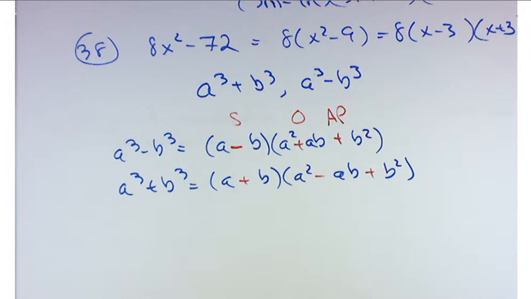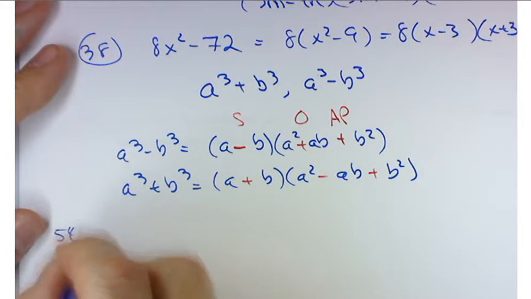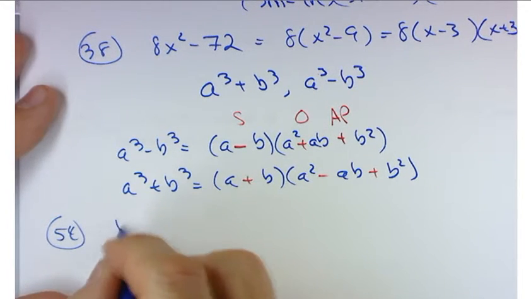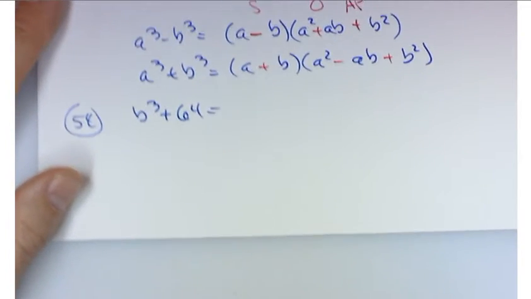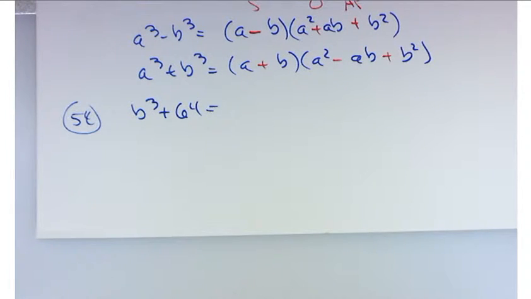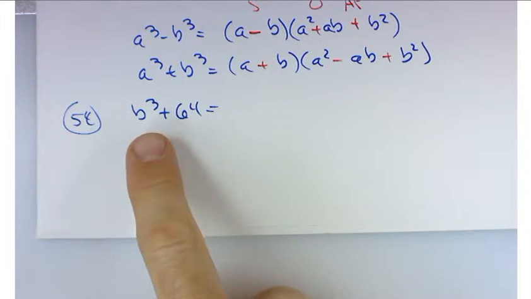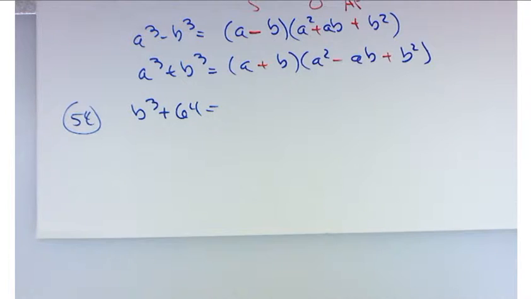Let's apply this to a couple of problems to finish off this section. So we'll start with problem number 54. B cubed plus 64. Now there's no GCF. 64 is kind of in a gray area because you can think of it as being 8 squared or 4 cubed. But what's going to tell you that you want to use the sum of cubes formula as opposed to the sum of squares formula? Yeah, you got a b cubed here, right? So you want to use the sum of cubes formula.